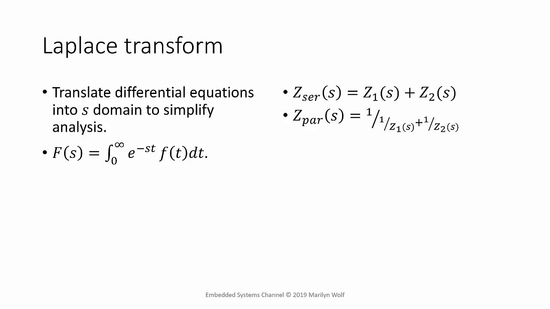The combination in parallel of 2 impedances is the inverse of the sum of their inverses.